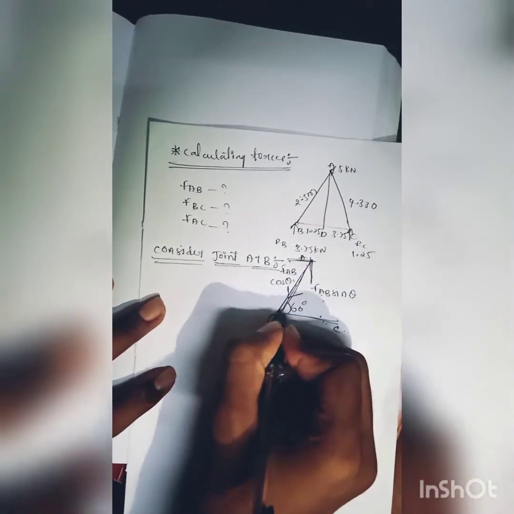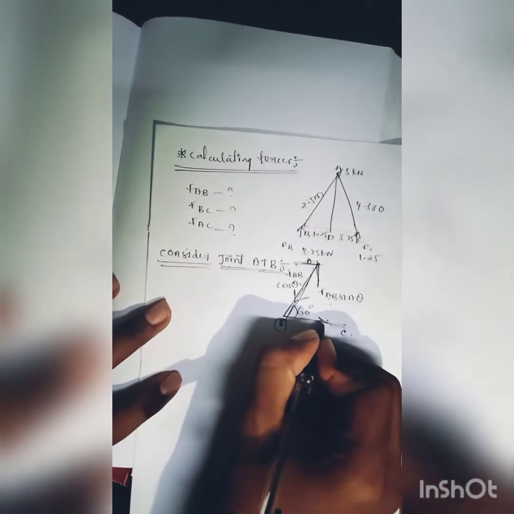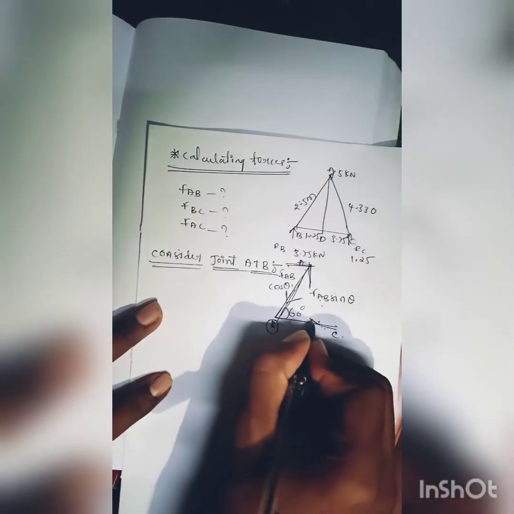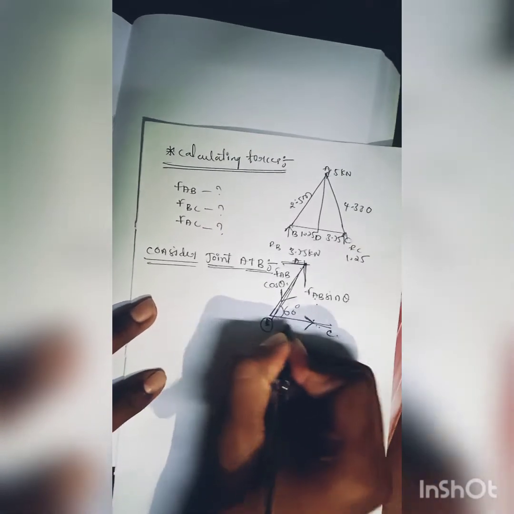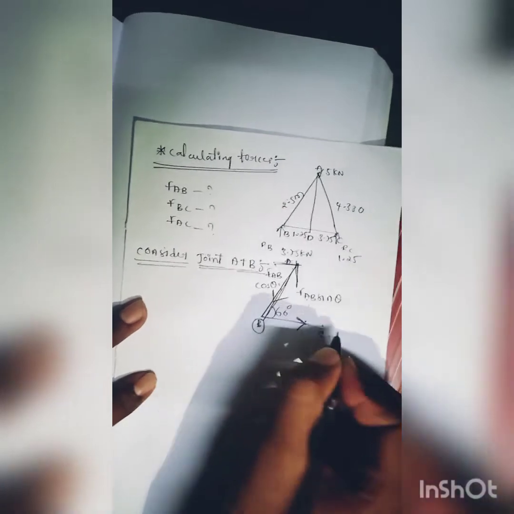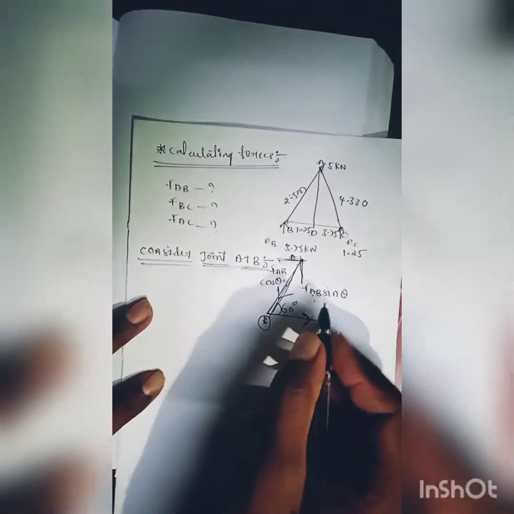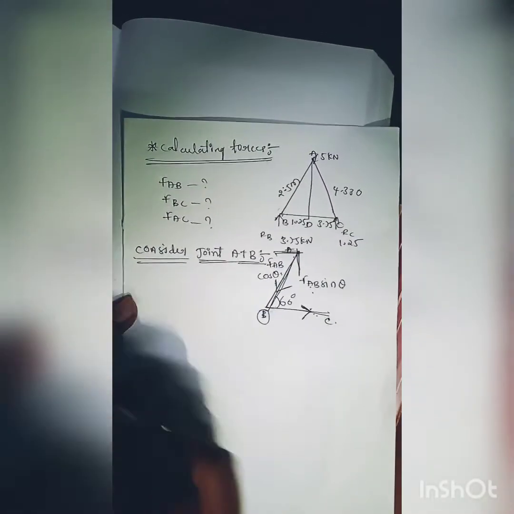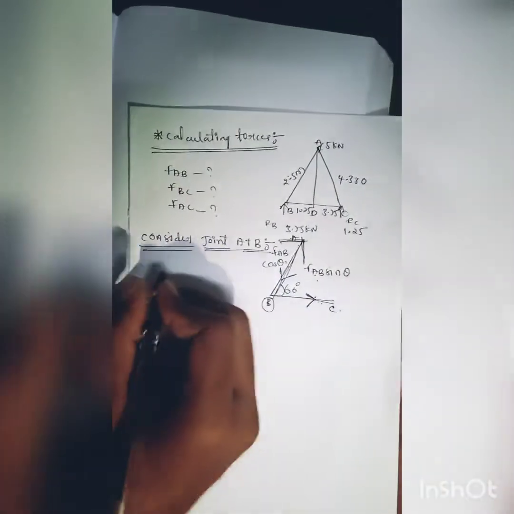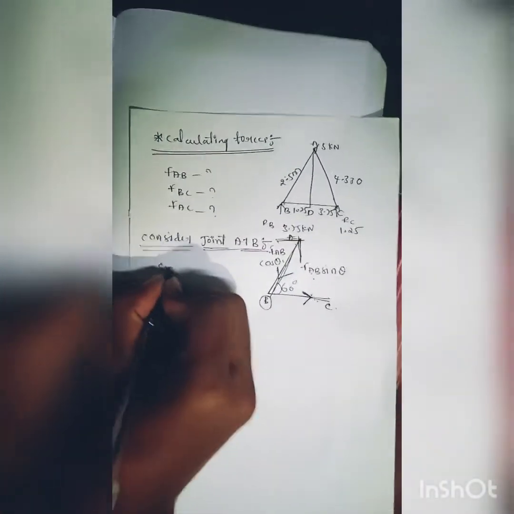Here I am considering the direction as towards the joint, and in the force BC I am considering it as away from the joint. Okay, it is your wish, however you want to consider it. Let us take the sum of vertical forces equal to 0.